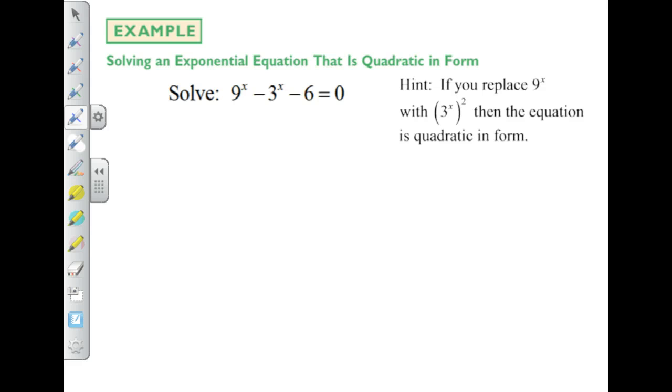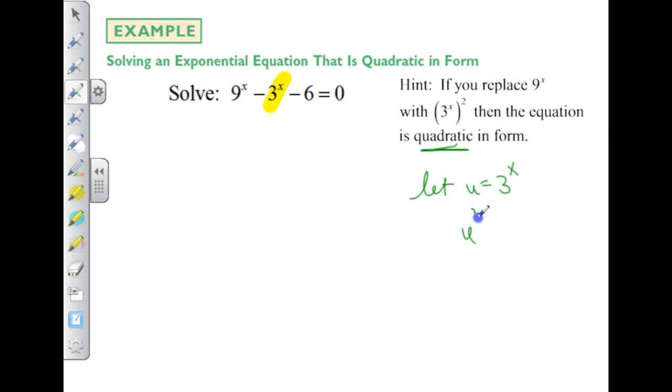This is interesting because these are sometimes called U substitutions. So there's a hint over here. If you replace 9 to the x with 3 to the x squared, then we can try to factor it. But if it doesn't factor, we can use the quadratic formula. So again, as I mentioned before, sometimes they're called U substitutions. You look at this middle term, and we're going to let u equal 3 to the x.